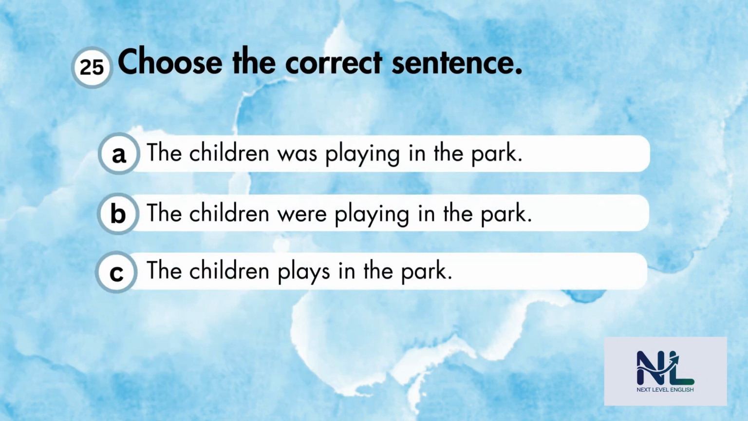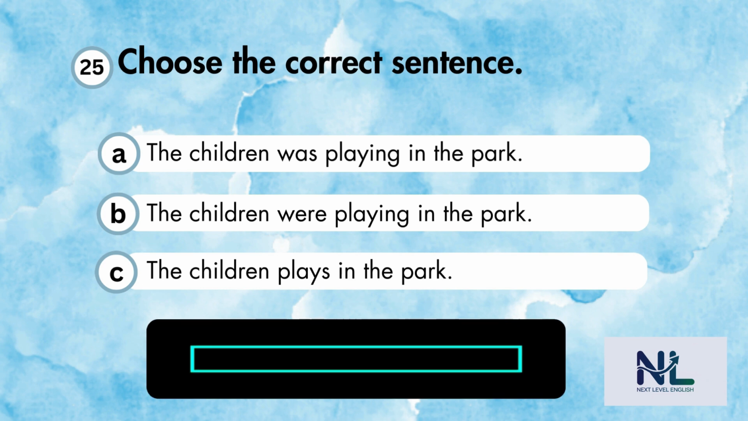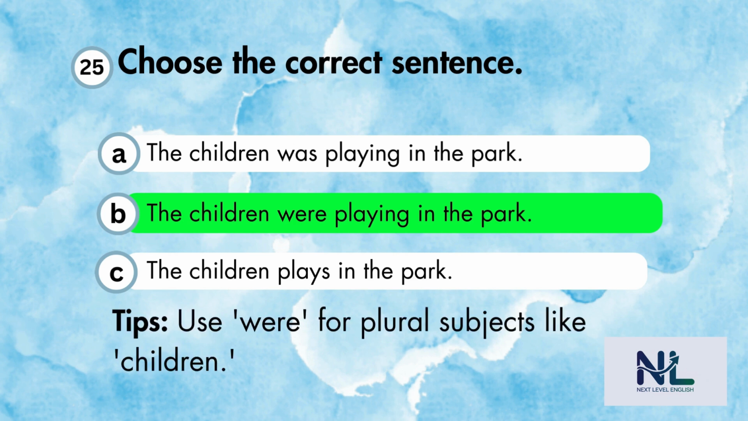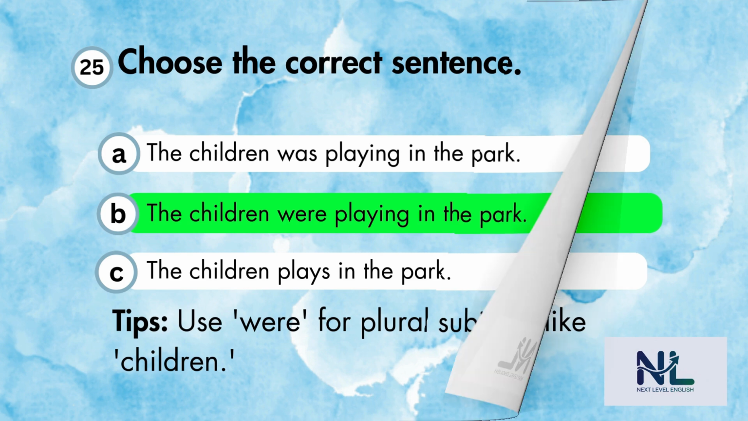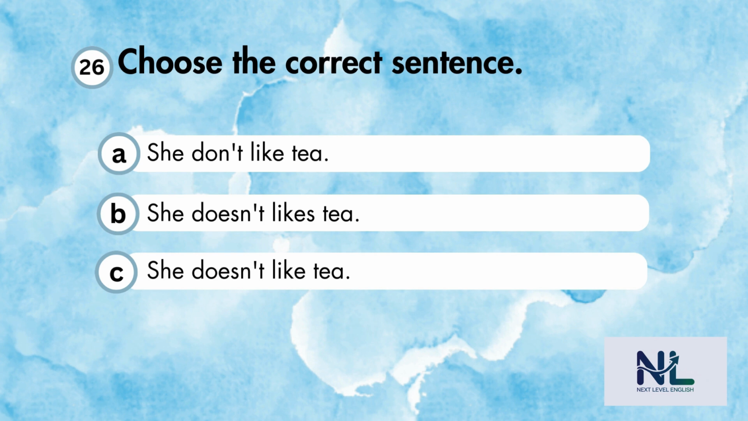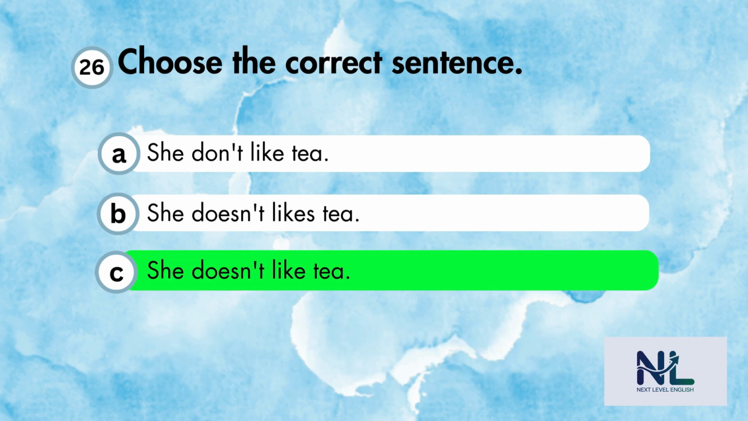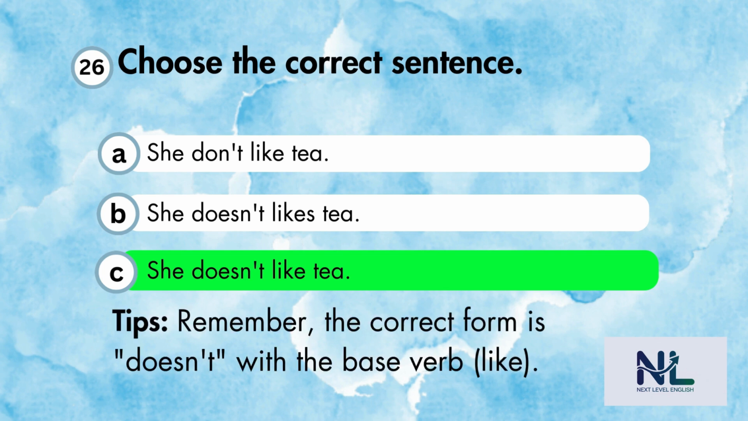25. Choose the correct sentence. The children were playing in the park. Tips: use were for plural subjects like children. 26. Choose the correct sentence. She doesn't like tea. Tips: remember, the correct form is doesn't with the base verb, like.